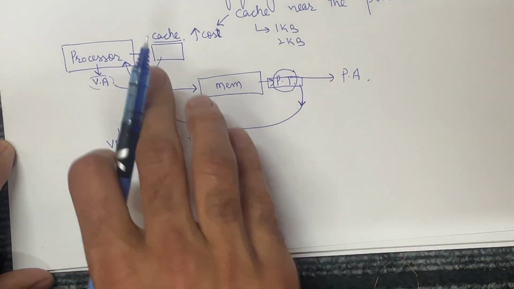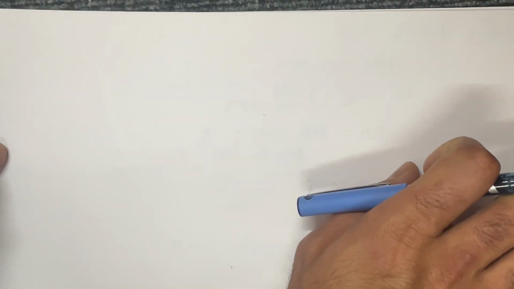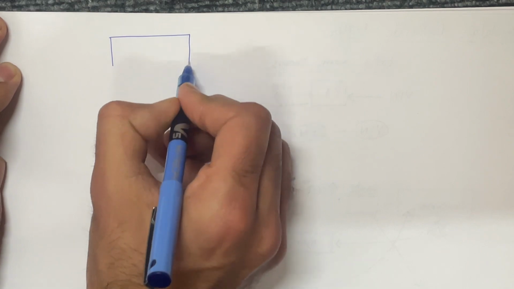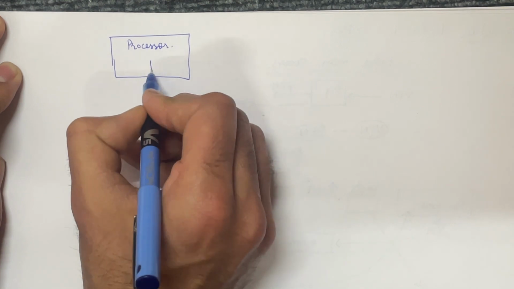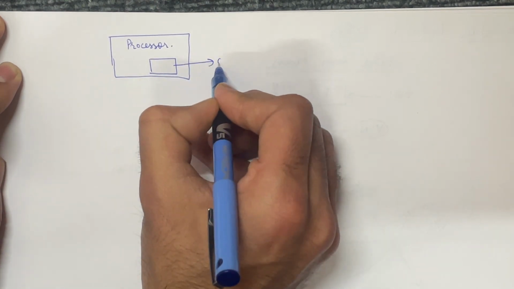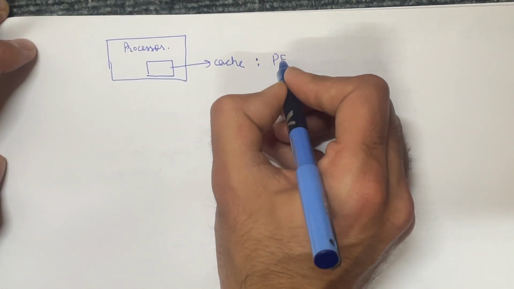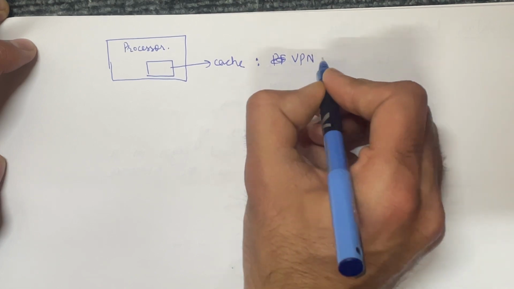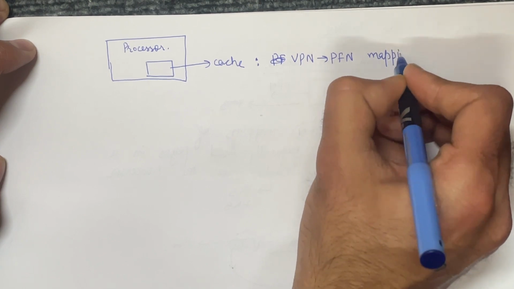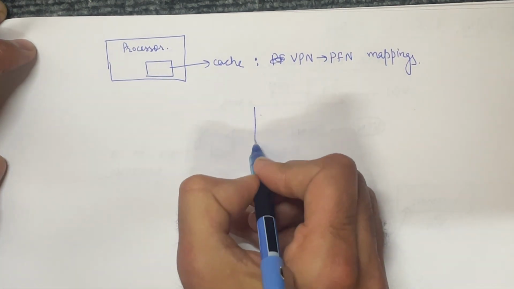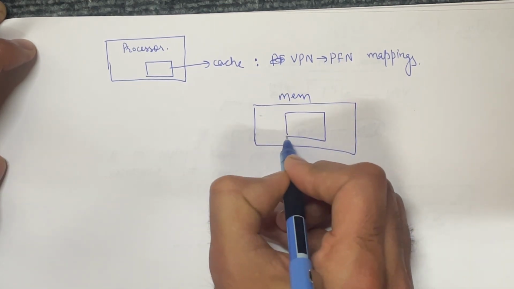Fine. Now, having this cache, what will be the advantage? For example, we have a processor, and there is this cache. What is this cache storing? It is storing the virtual page number to physical frame number mappings. Then we have a memory, and in memory we have the page table.